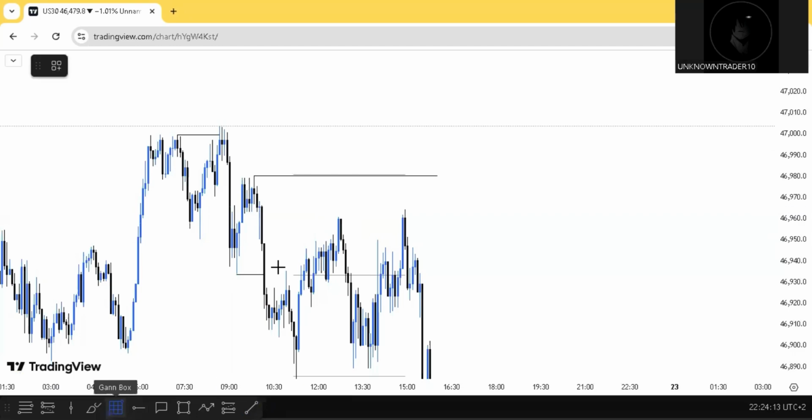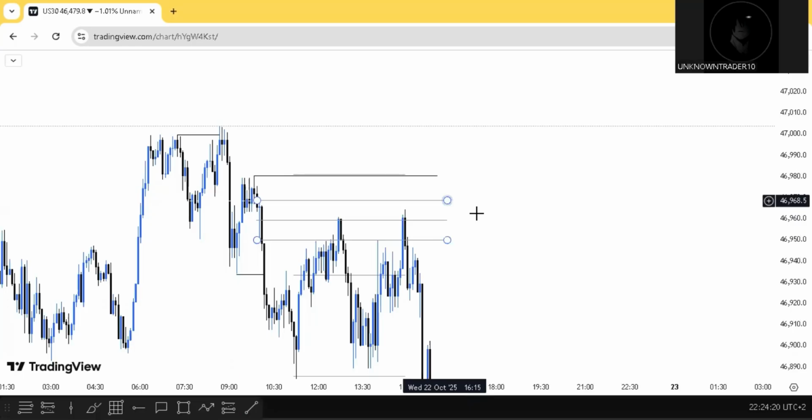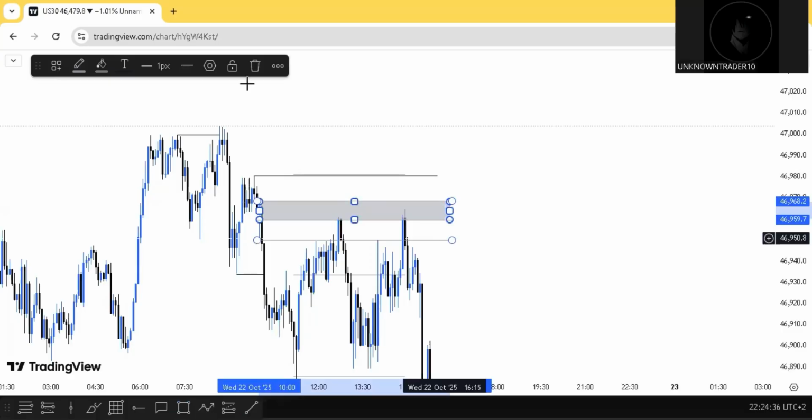What you can do, you can also use the gun box on your other block. If the other block is too low, you can use your gun box on that other block to make it smaller. You see. So if you use it like this, then your entries can be from here. Okay, but I didn't enter this trade here.